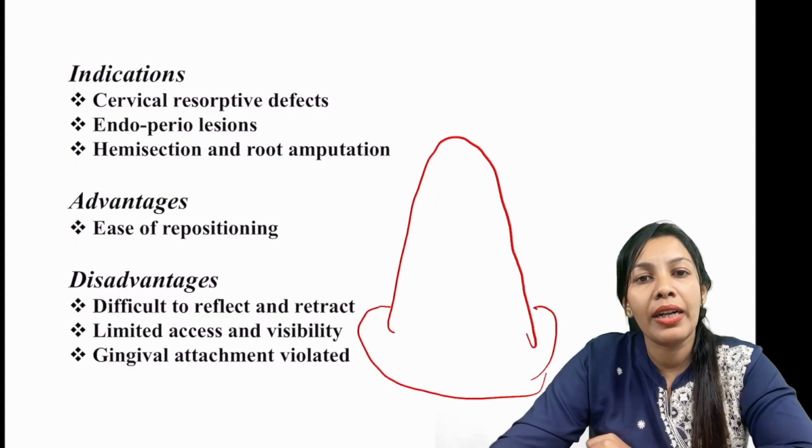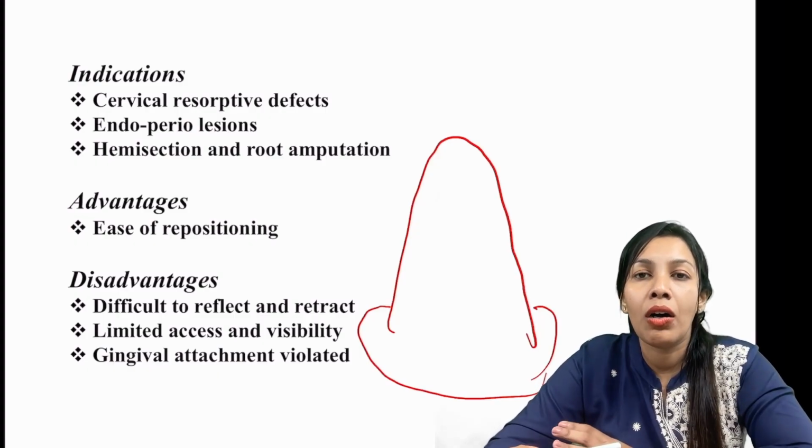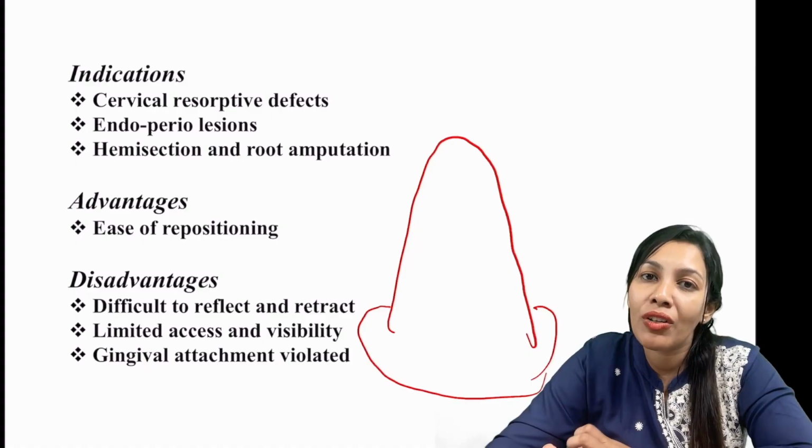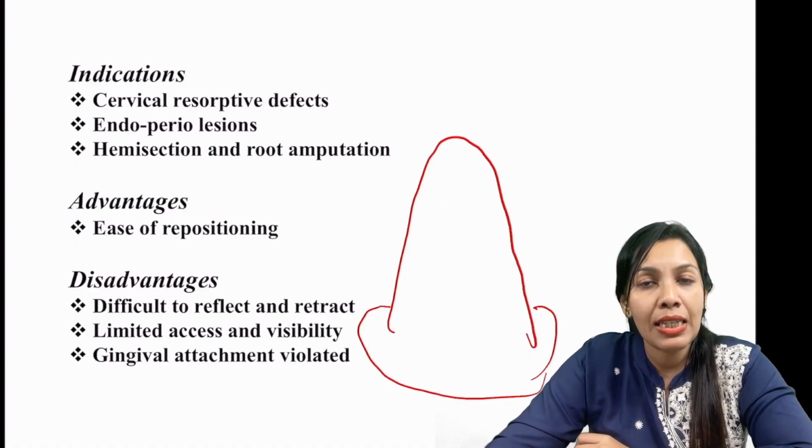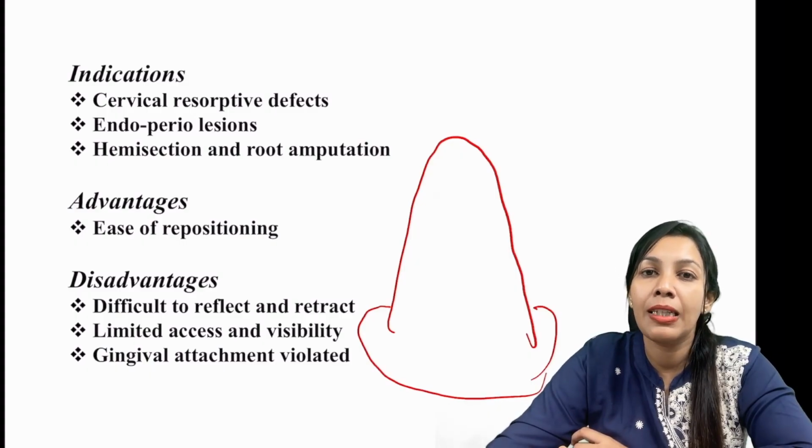So what is the advantage? Since it is obtuse angled, it is easy for its reposition. The disadvantage is that it is difficult to retract and sometimes it might have limited access.